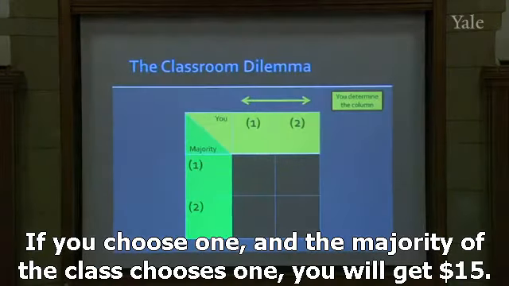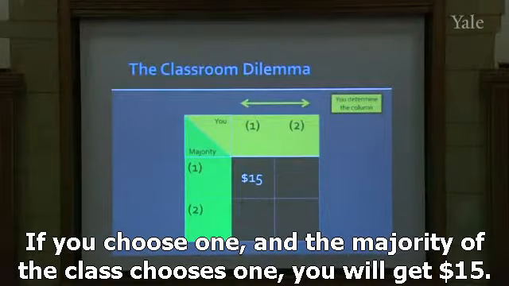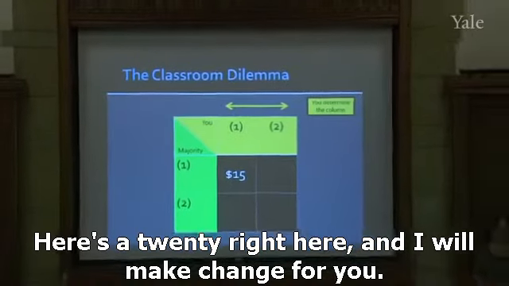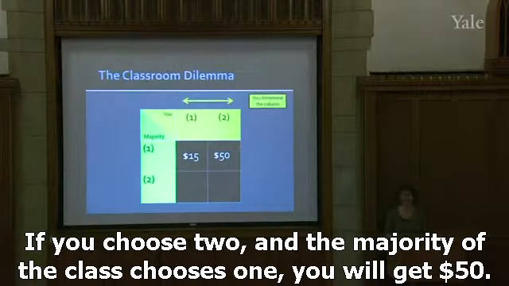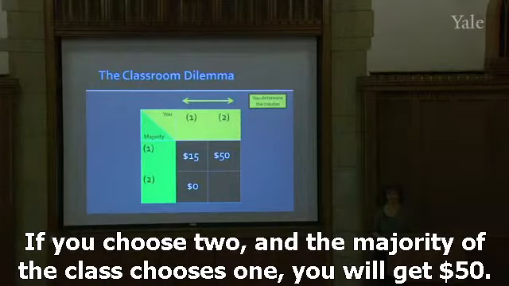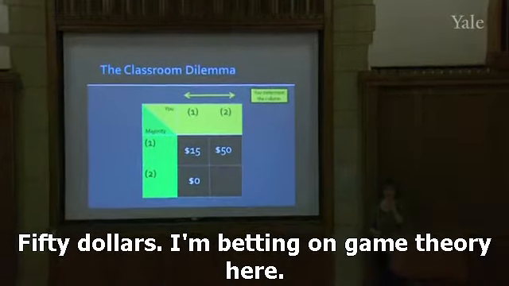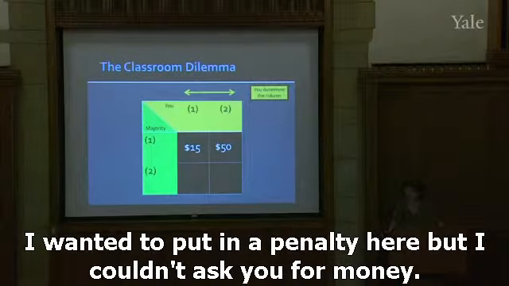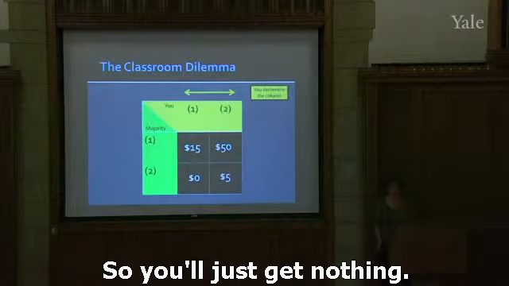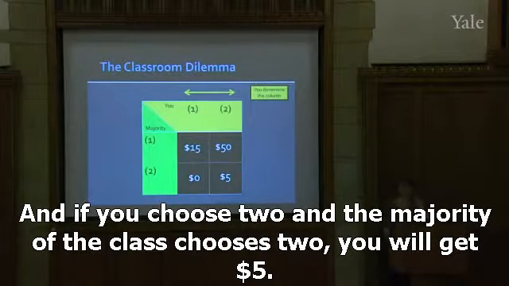If you choose one, and the majority of the class chooses one, you will get $15. Here's a 20 right here, and I will make change for you. If you choose 2, and the majority of the class chooses one, you will get $50. I'm betting on game theory here. If you choose 1, and the majority of the class chooses 2, I wanted to put in a penalty here, but I couldn't ask you for money, so you'll just get nothing. And if you choose 2, and the majority of the class chooses 2, you will get $5.